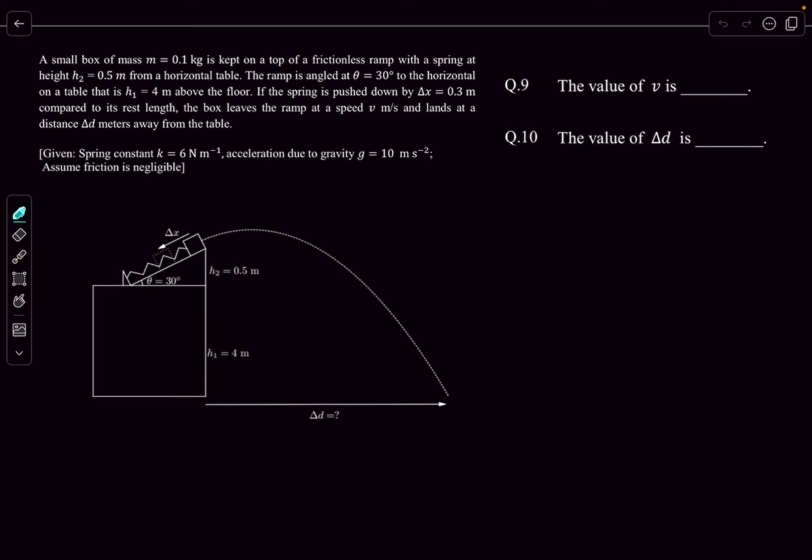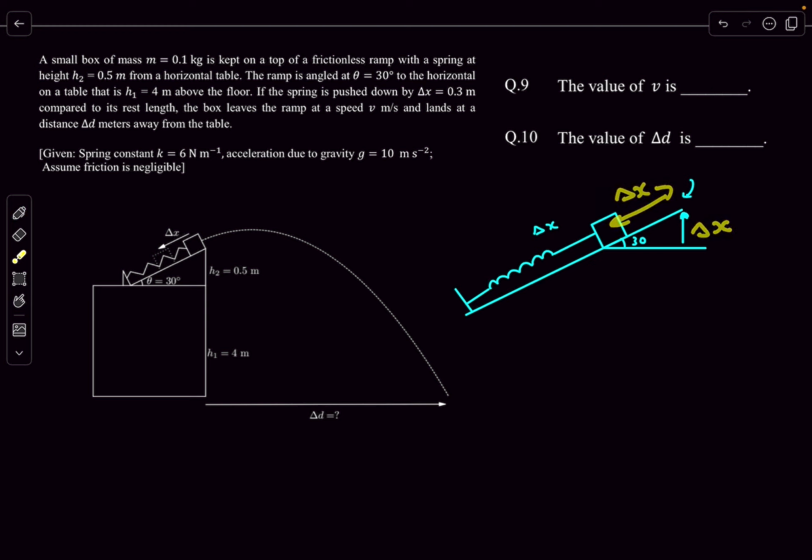So v is quite straightforward, we'll just use energy conservation here. The compression in the spring is delta x, and the height of the mass from the topmost point is, so this angle is 30 degrees, it was compressed by an amount of delta x. So the height is delta x sine 30, which is delta x by 2.